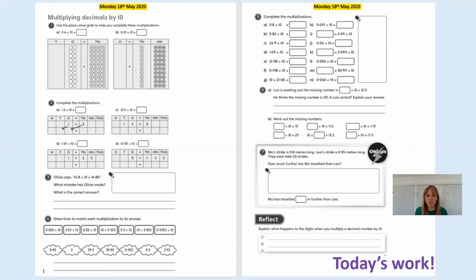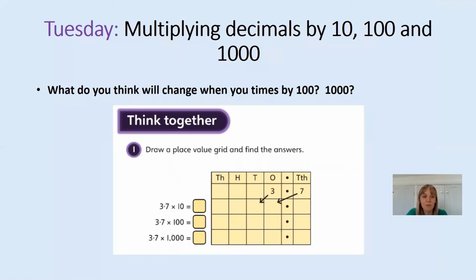If you're here on Tuesday, let's keep going. So Tuesday, good morning if you're here for Tuesday. Today we're multiplying, like yesterday, decimal numbers, but this time by 10, 100 and 1,000. Ooh, so a little bit different. Let's go back to yesterday.